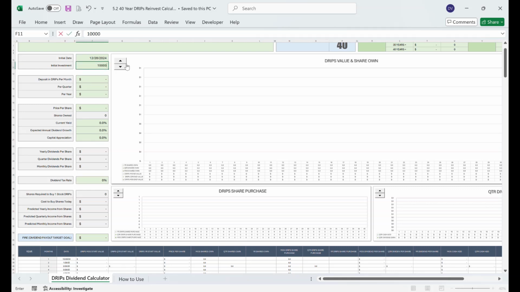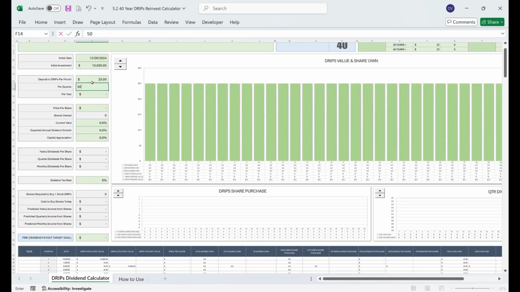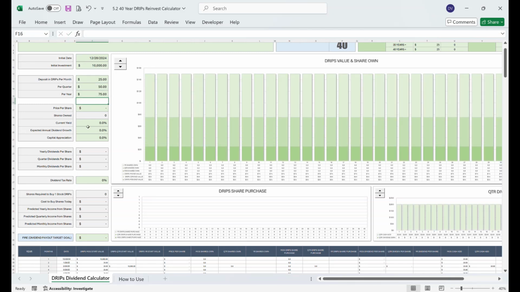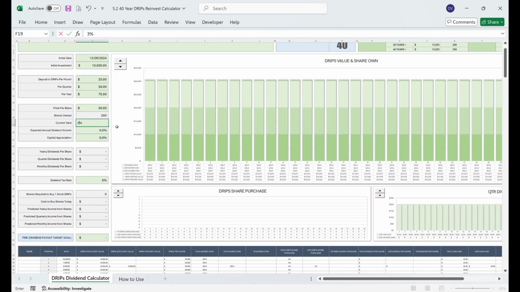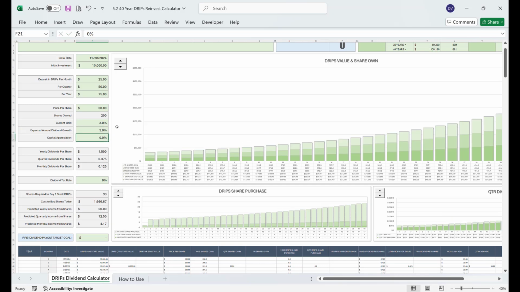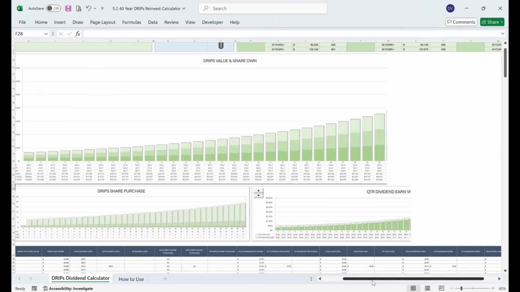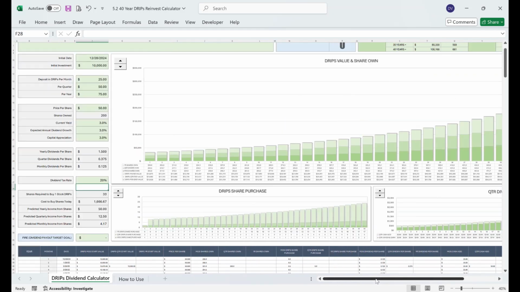Let's put in an investment. I should have done that in the first place so that you guys can see what we're dealing with here. $50, $75. You see the charts getting populated. Price per share, let's say 50. Let's say 3% dividend growth. Cap appreciation, let's say 3%. And of course, some tickers can go a lot higher than that. But as you can see here, all that gets populated, and then your dividends per share, as we covered earlier, all that gets calculated. Now let's put a tax rate of 20%. I'm going on the low side here. And that gets generated here. You see on your right, the chart.